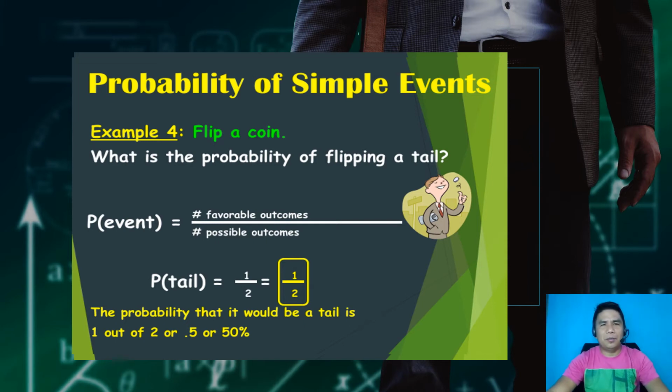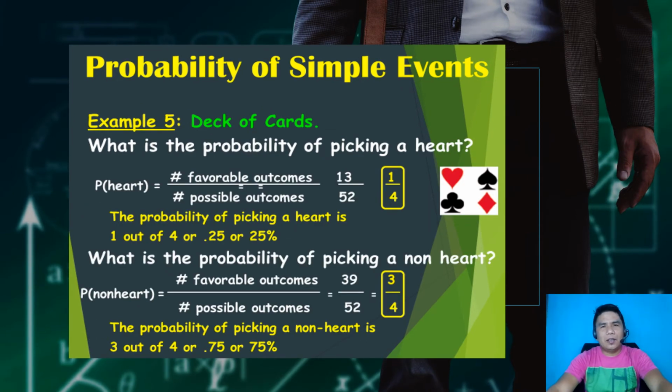In a deck of cards, what is the probability of picking a heart? How many hearts are there in a deck of cards? There are 13. So favorable outcomes is 13, possible outcomes 52, because there are 52 cards in a deck of cards. And 13 over 52 is just the same as 1/4. Therefore, the probability of picking a heart is 1 out of 4 or 0.25 or 25%.